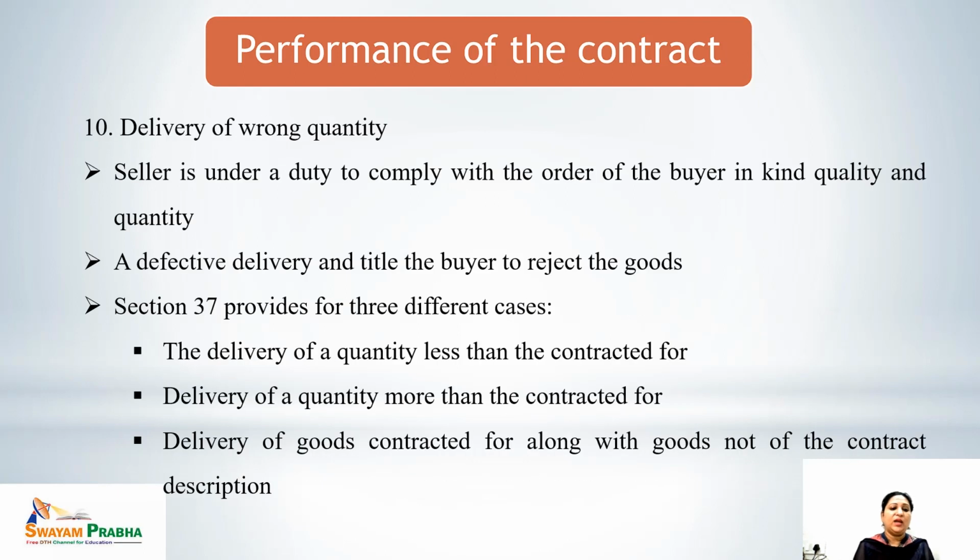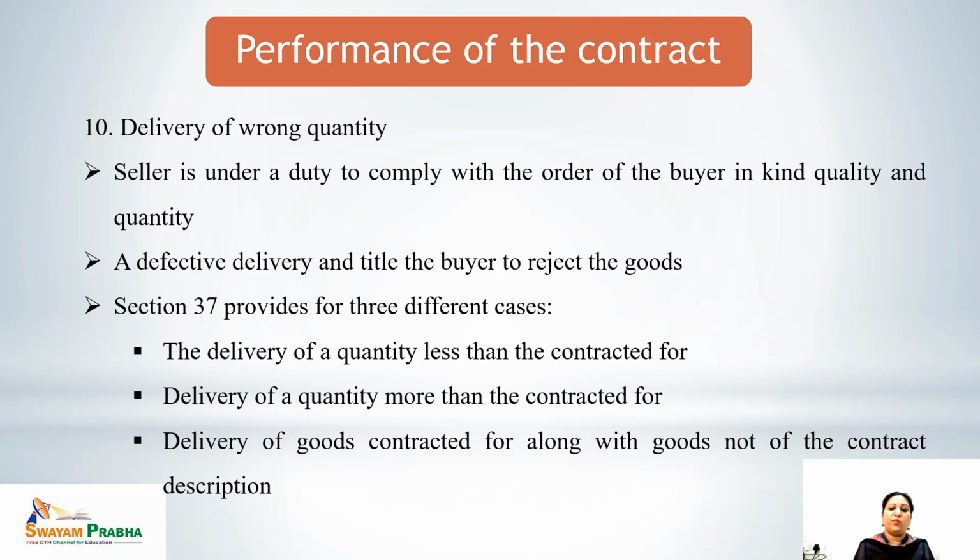Next point is delivery of wrong quantity. If in any case the seller has delivered the wrong quantity or any kind of wrong quality to the buyer, the buyer is in a position to rescind the whole of the contract. A defective delivery and the title, the buyer can also reject the goods. Section 37 deals with it and provides three different cases under this. One, the delivery of a quantity less than the contracted for. That means if the buyer has called for 100 units, any amount less than the 100 units would be counted as the wrong delivery.